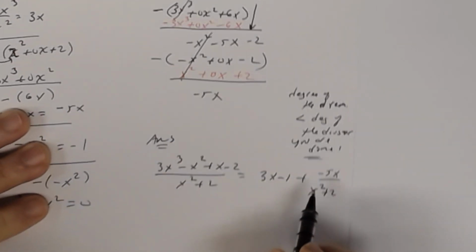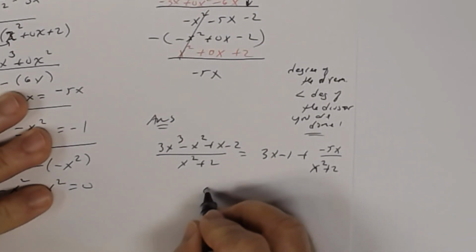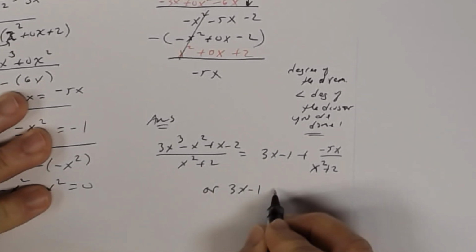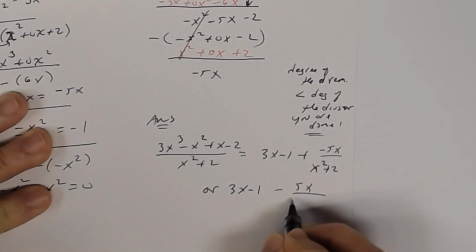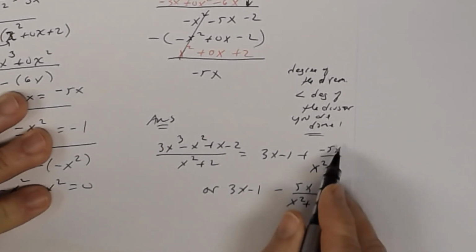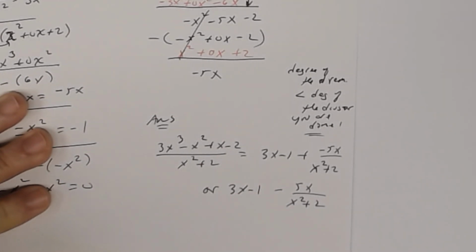Okay, now I just want to remind you, see how this is a monomial and it's negative, the coefficient's negative? So if you wanted to, you could have rewritten this as 3x minus 1 minus 5x divided by x squared plus 2. So you could have written it, instead of saying plus a negative 5x, you could have just said subtract 5x divided by x squared plus 2.